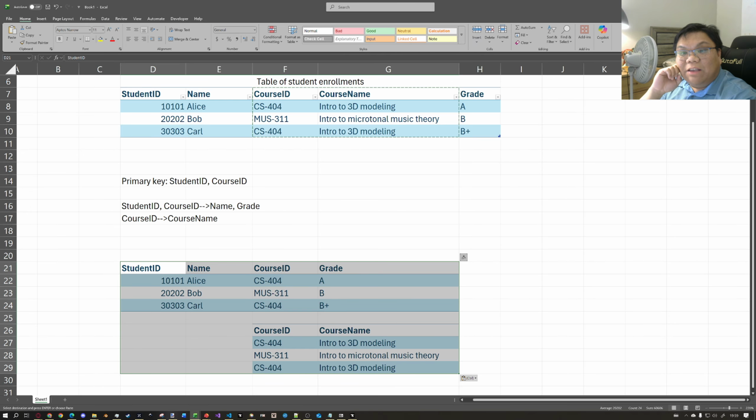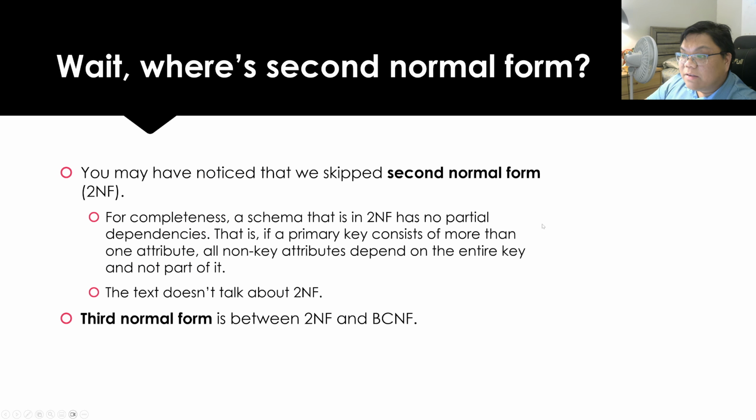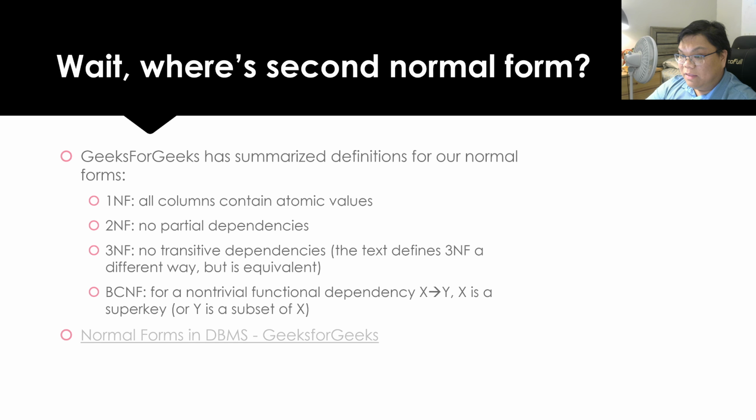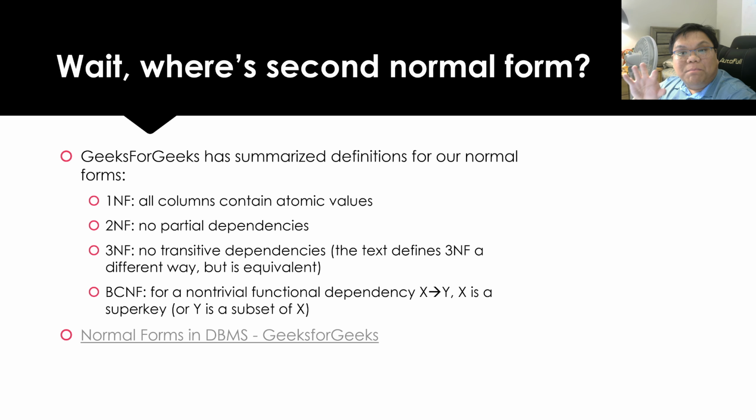It kind of feels like we just did a decomposition for Boyce-Codd normal form though. And that's the thing about all these different normal forms. As I said, they form a hierarchy of normal forms. So that means each subtext of normal form actually has all the same requirements of all the normal forms before it. Also, GeeksforGeeks has summarized definitions for all of our normal forms that you might find to be a bit more intuitive than the one that the textbook gives.